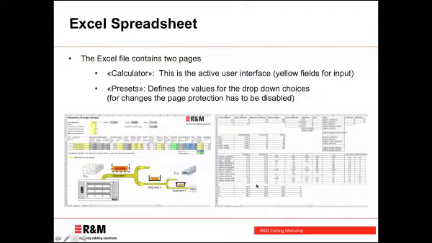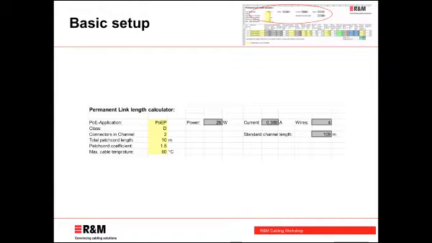So if you do want to make changes on the drop-downs, you would have to change the values at the preset page. In order to do that, you would have to unprotect first in order to change the individual fields in there. The whole sheet is actually set up with three different parts, with the top part here with the basic setup.